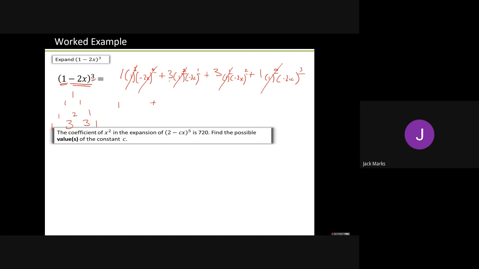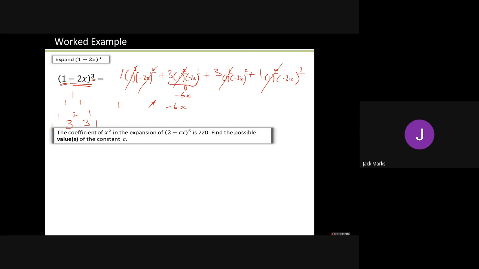Here I have a 3 and I have a minus 2x. So let's do this part first. A 3 and a minus 2x is minus 6x. So it's plus minus 6x, so I'm going to just say it's minus 6x. So 1 minus 6x. Let's do the next part.